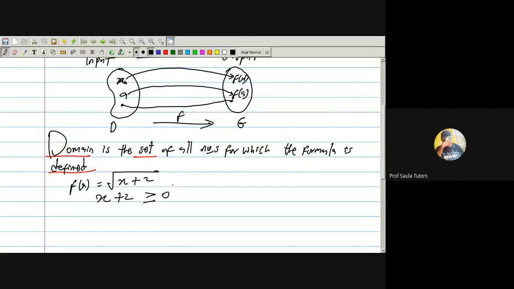From here, it means that I'll be having x greater than or equal to minus 2. So how do we now write the domain? It means that for this particular function to be defined, it is true for all values of x for which x is greater than or equal to -2.